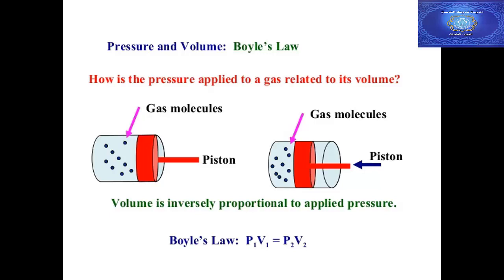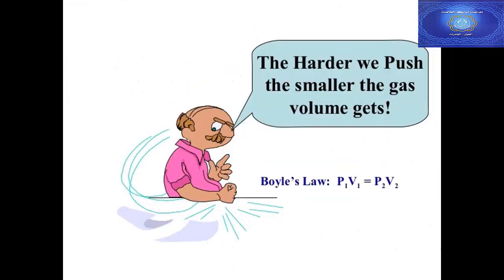Boyle's law states that at constant temperature the volume is inversely proportional to applied pressure. The formula of Boyle's law is written as P1 V1 equal P2 times V2. This is Boyle's law. In conclusion, the harder we push, the smaller the gas volume gets. So, Boyle's law is P1 V1 equal P2 V2.